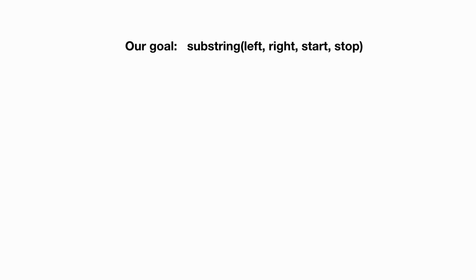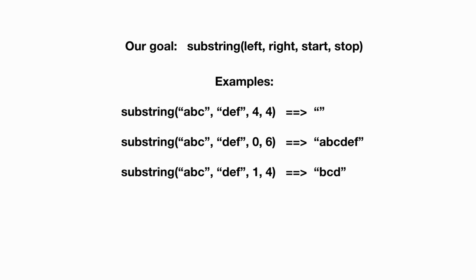We're going to take an example Kent Beck used a few weeks ago, computing the substring of a pair of strings. We'll take the left, the right, and the start and stop indexes. So here's some examples. Each one uses ABC and DEF as the strings to look at. The first one looks at 4, 4. This range doesn't cover anything, so it returns an empty string. The second one takes 0, 6, which is the whole string, ABCDEF.